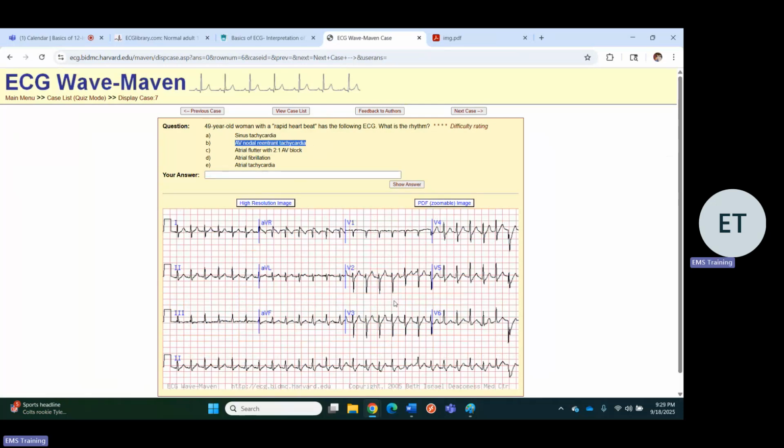It does look nodal reentrant tachycardia-esque. However, the rate and the slight variability of the R to R is more consistent with a flutter with a 2-to-1 block. Honestly, 50-50. I don't know. I'm 50-50. I really am. But I will say the axis looks a little bit too normal for AVNRT. Right around 150. I'm going to say C. It's my first guess. It is probably going to be B.